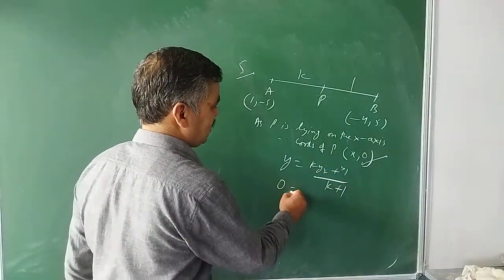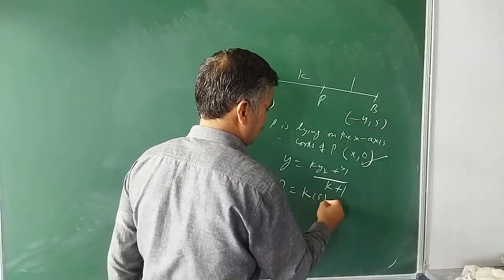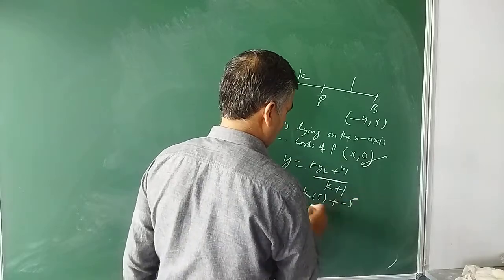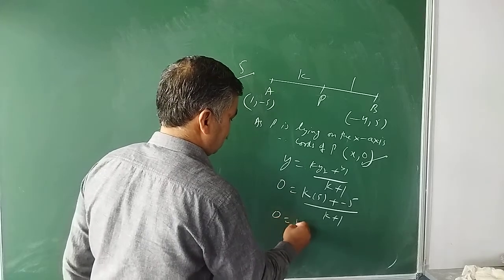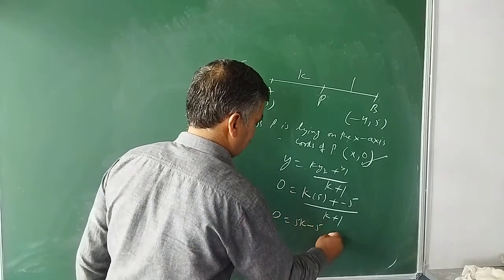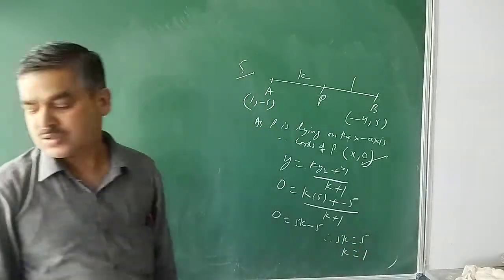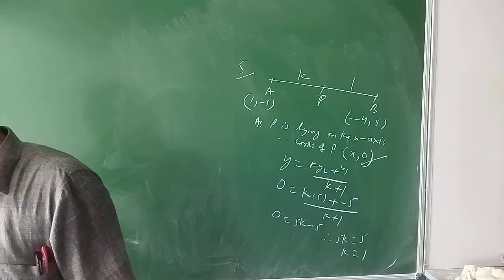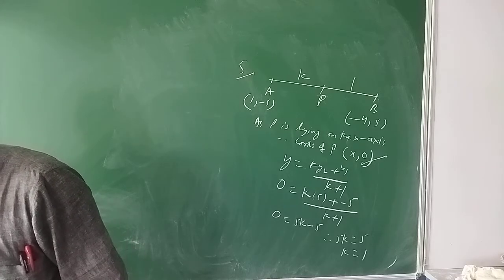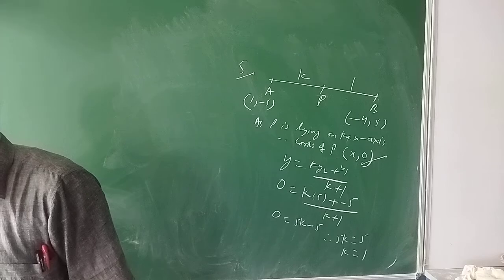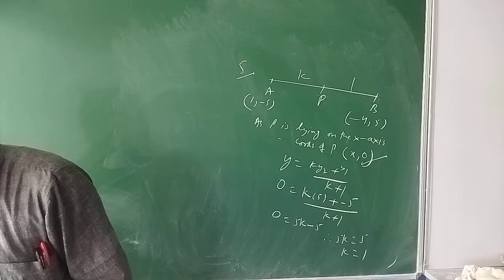So if I put y equal to 0, k y2, where y2 is 5, plus y1, which is minus 5, upon k plus 1, this will make 0 equal to 5k minus 5. So therefore 5k is equal to 5, so k is equal to 1. So your answer will be 1:1. That you can check. Please make a note of that.